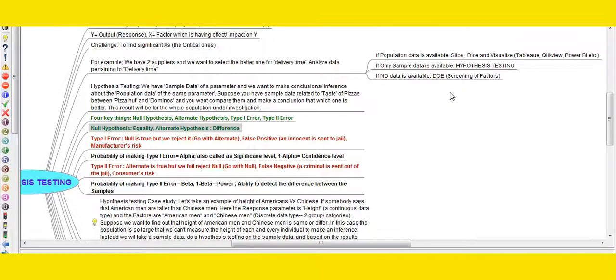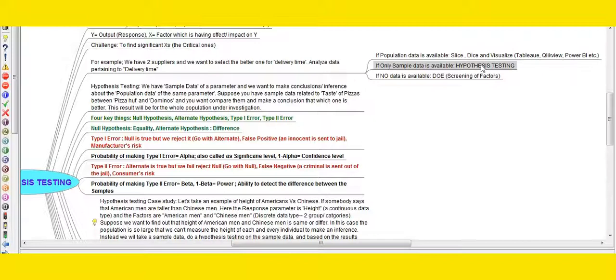But suppose population data is not available and we have only sample data. In that case, we do hypothesis testing. This testing is applicable when we have only sample data, and based on the sample data, we want to predict my population data. So hypothesis testing is used in cases where only sample data is available, because in certain scenarios the population is very large and we can't check each data point in the population.